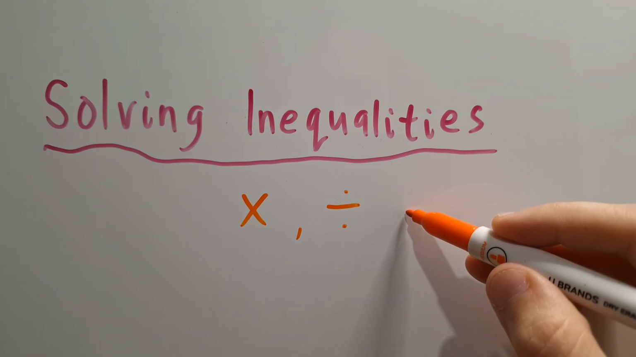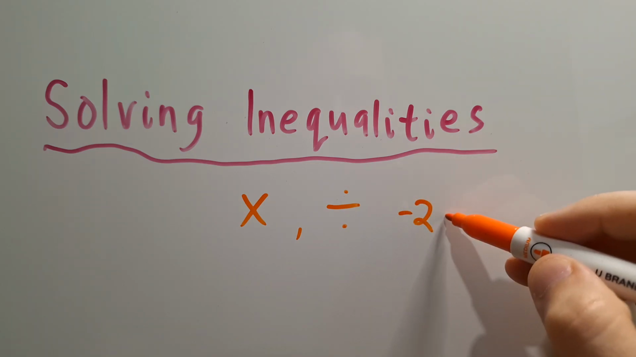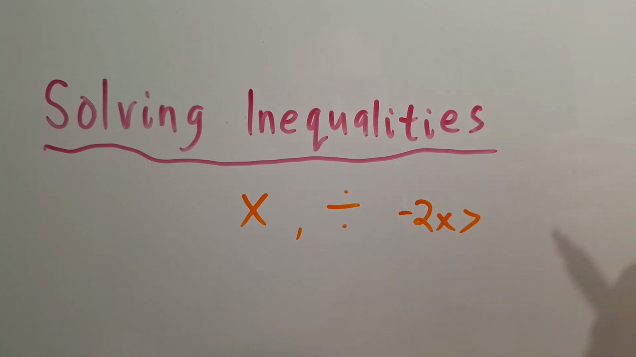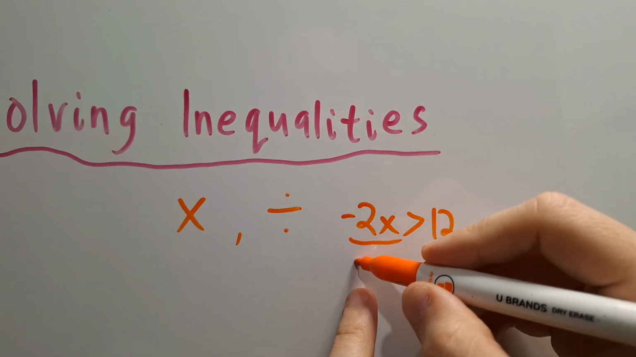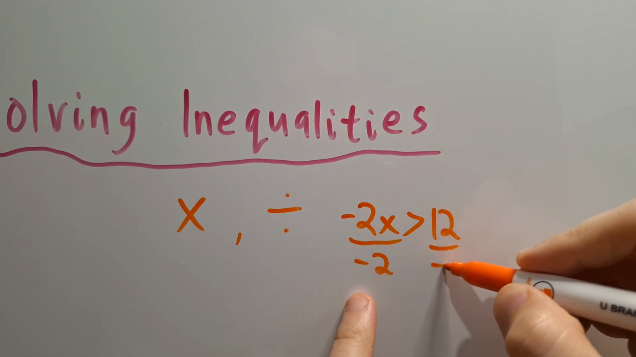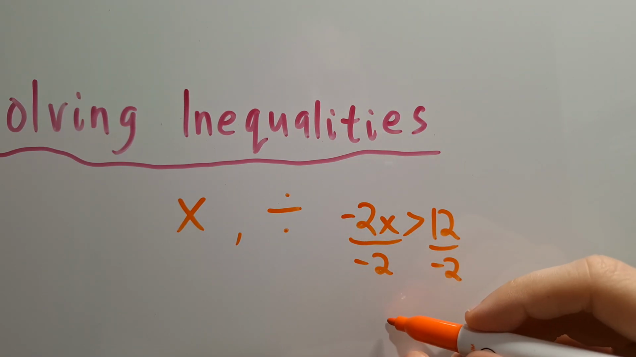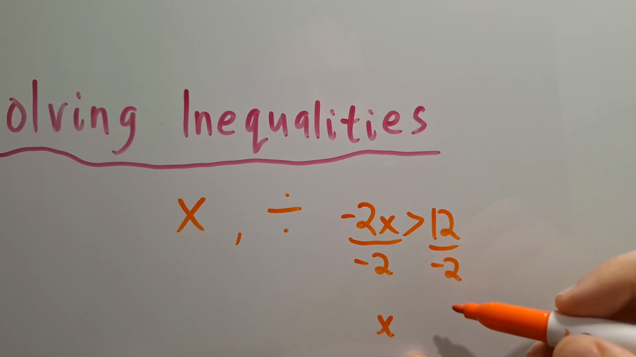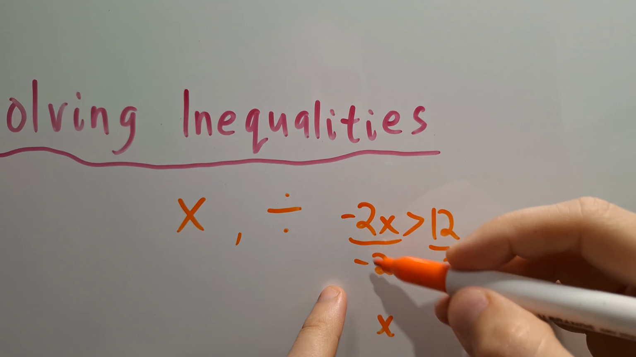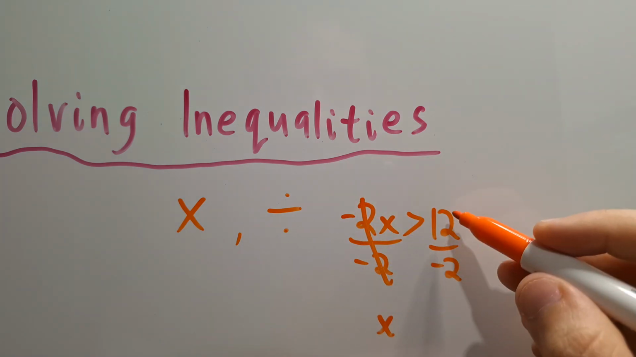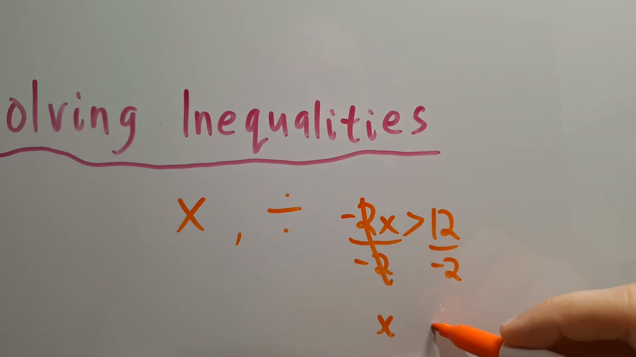I'll just work out a small example here. If I have negative 2x is greater than 12, what you would do is divide by negative 2 to solve. You would work it out the same exact way you would in the previous videos that we've worked out. So negative 2 divided by negative 2, that's gone. 12 divided by negative 2, that's negative 6.